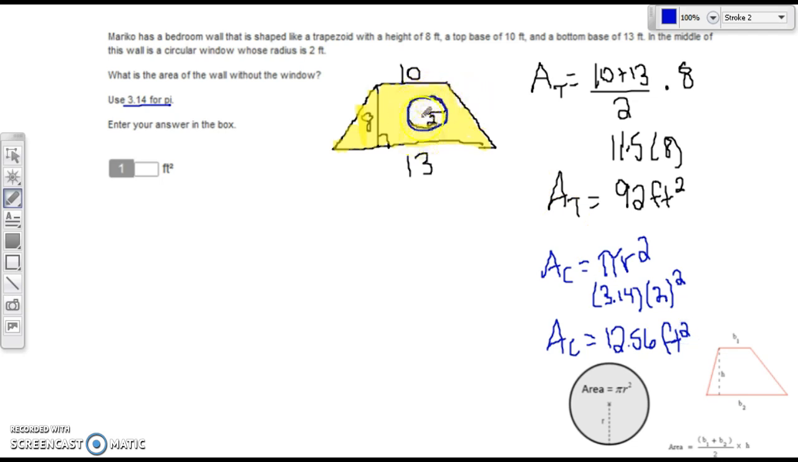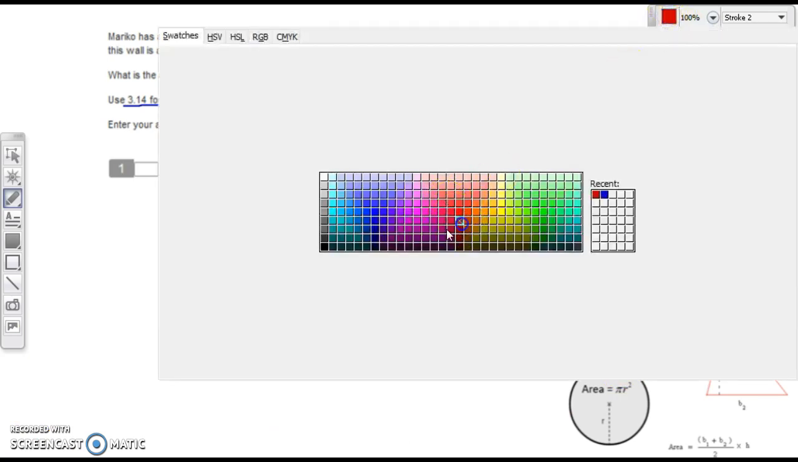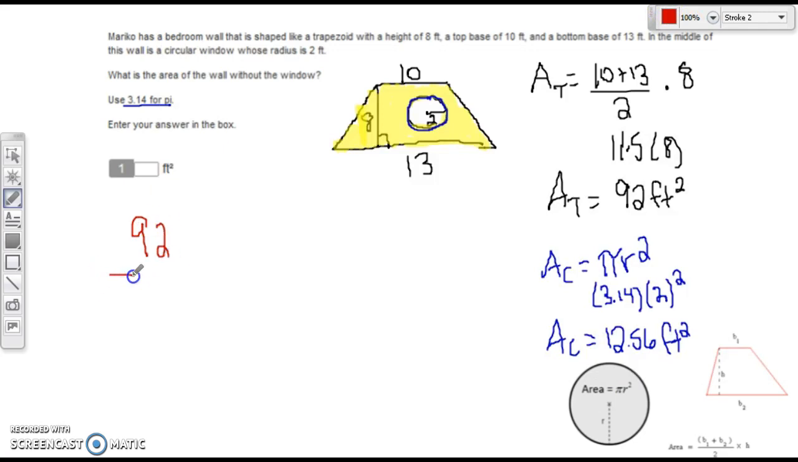And I want to get rid of that 12.56. This whole circle right here represents 12.56 feet squared, but I don't want that. It wants to know the area of the wall without the window. So to figure that out, we're going to take our 92 and subtract off that 12.56. And so I got that the area without the window is 79.44 feet squared.